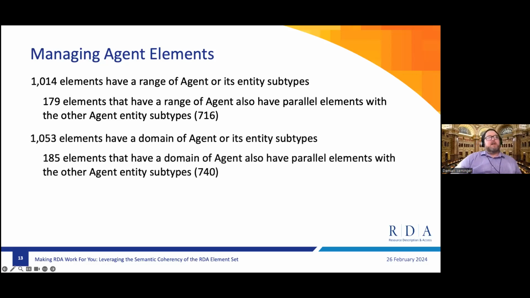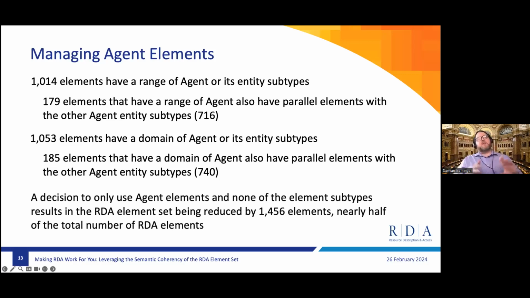On the other side, we also have 1,053 elements that have a domain of agent or its entity subtypes. So 185 elements that have a domain of agent also have parallel elements with the other agent entity subtypes. So to go back to our example, the inverse where you could have the domain being an agent, you could say is author agent of, and then going down is author person of, is author collective agent of, and so on and so forth.